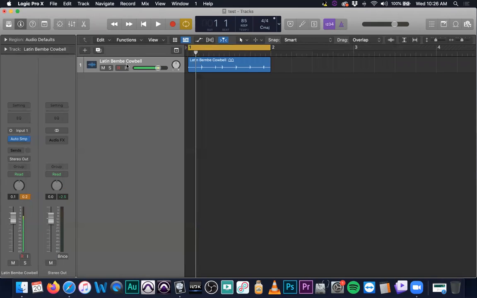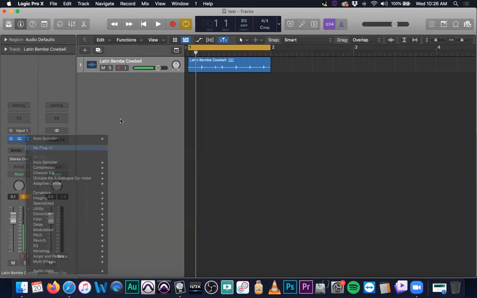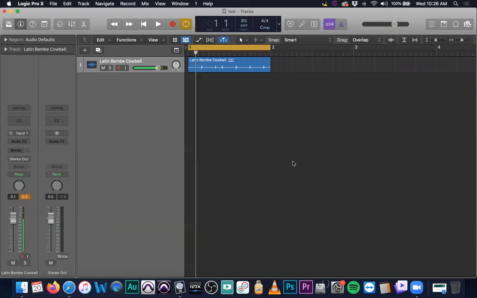But I'm in a cowbell right now, so we really can't do any of that until we get ourselves into a MIDI track. Wawa, what do you got, buddy?